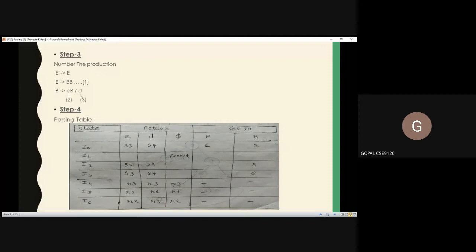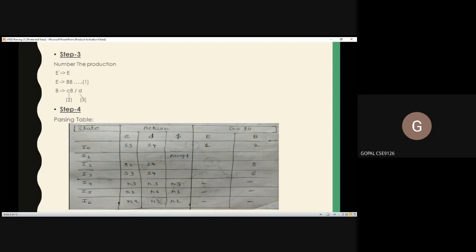For the I1 state, accept is written, because in I1 we have got the grammar that we are expecting, E' goes to E, then the closure. We have seen the whole grammar, that's why we are accepting it. Now in I2, C goes to I3, so there we have written S3, and from I2, D goes to I4. That's why we have written S4. And from I2, capital B goes to I6. That's why we have written 6 here.